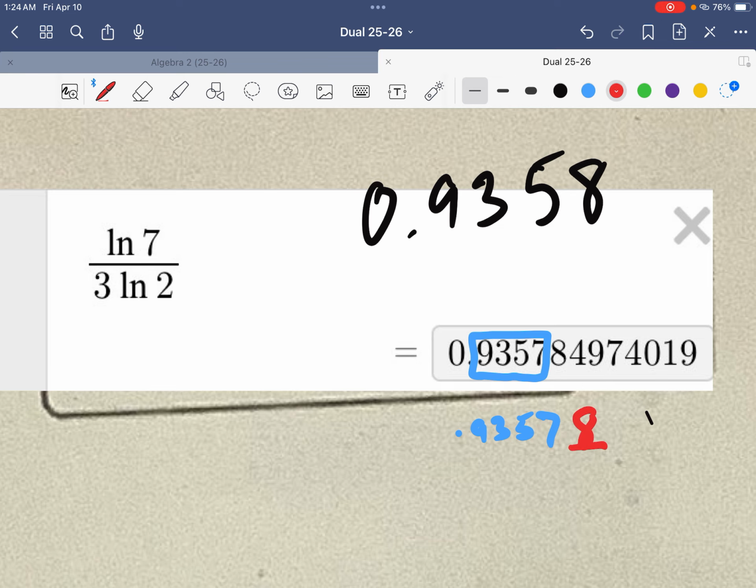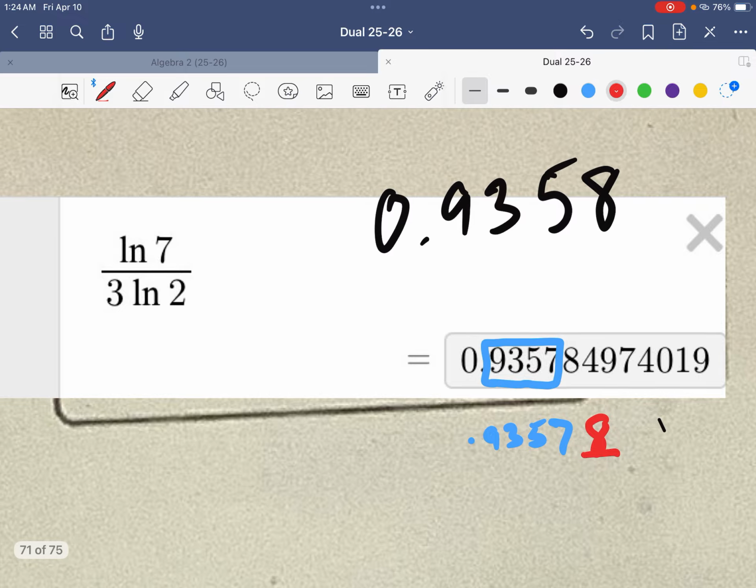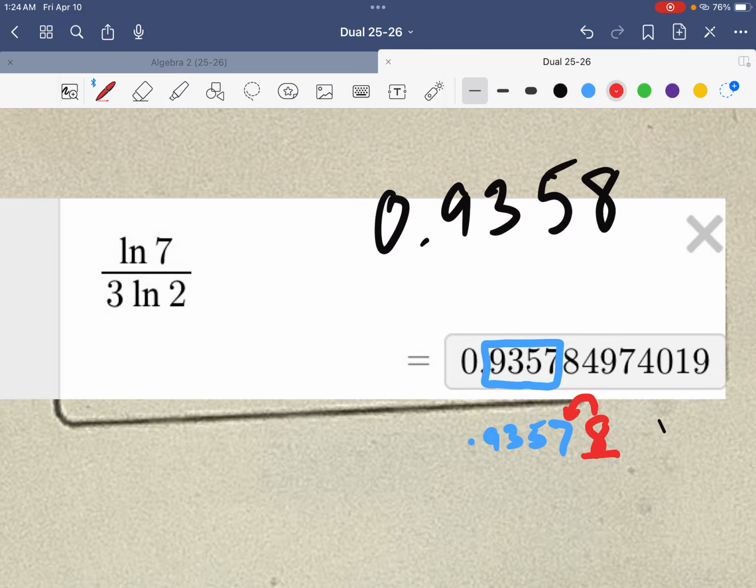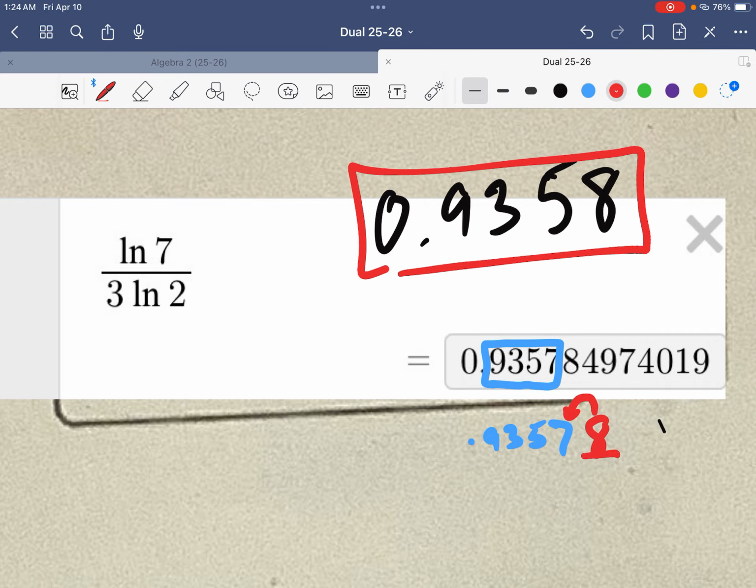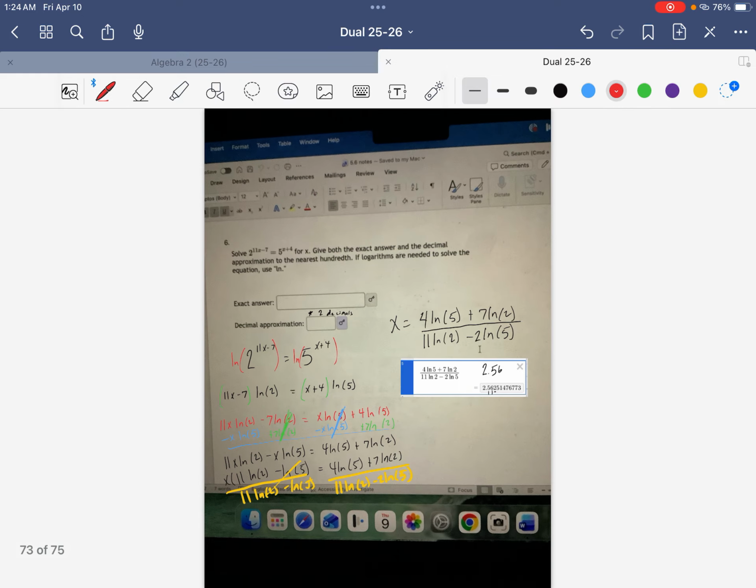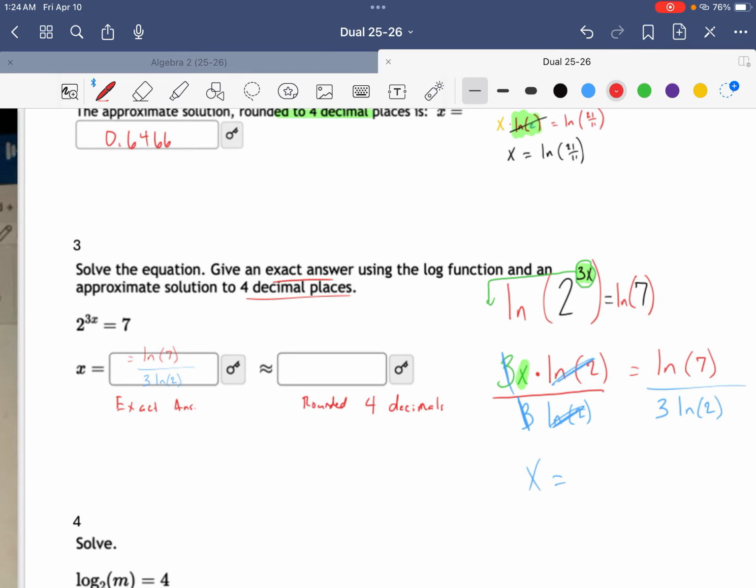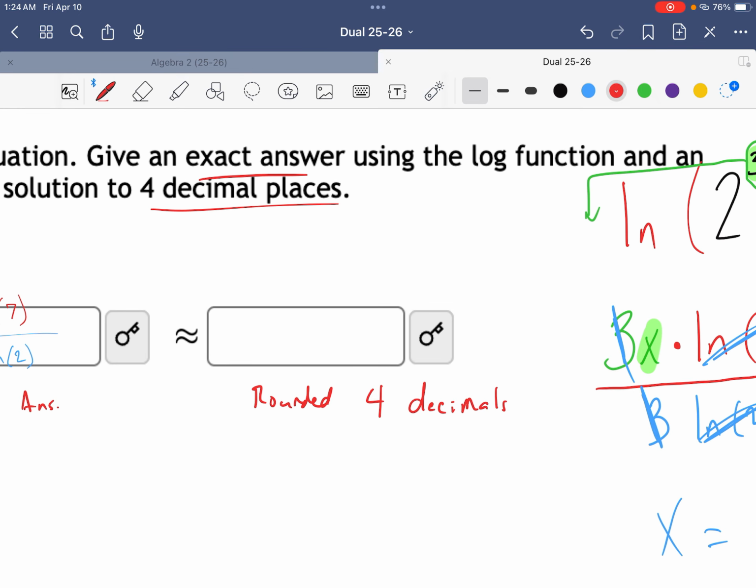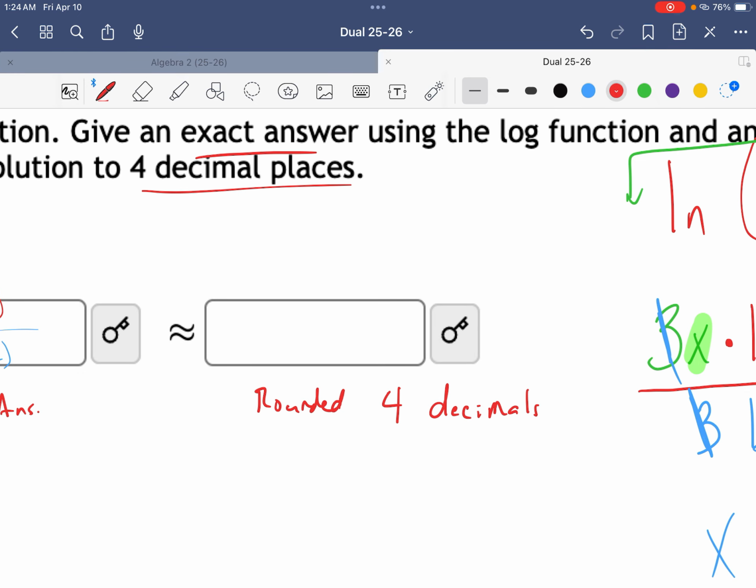And finally, we have a number that's 5 or bigger, right? So what happens? That means that this number next to it goes up by 1. So instead of it being 57, it's going to be 58. So it'll be 0.935, not 7 anymore, 8. Because you got to round up. So 0.9358.